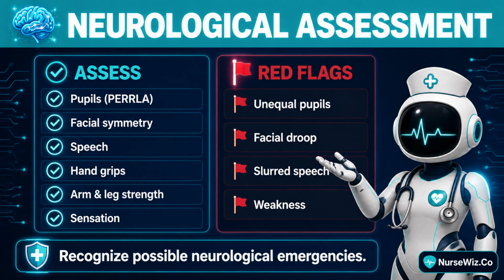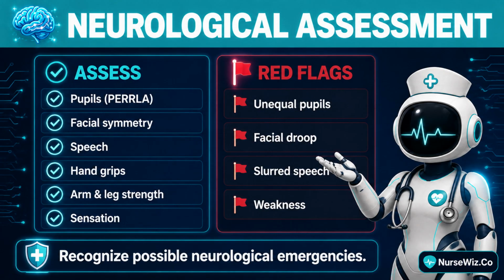For strength, you don't need fancy language to be useful. Ask them to squeeze both of your hands at the same time, then push and pull against your hands with their arms, then push against your palms with both feet. You're describing 2 things. Is it strong or weak? And is it equal or unequal? Strong and equal on both sides is your normal. Weak on one side when the other side holds steady is the finding you carry out of the room.